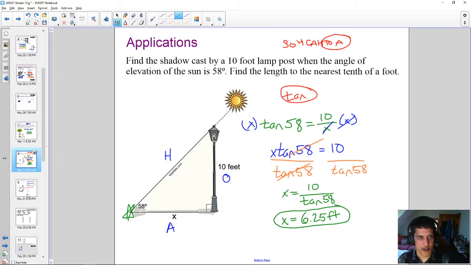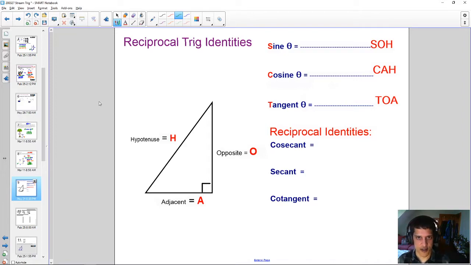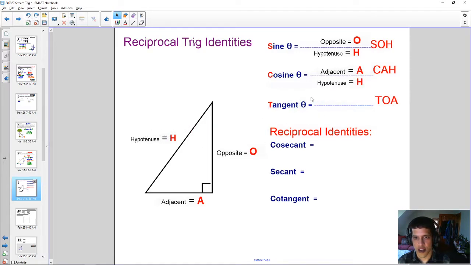So what we're going to do now is we're going to take a look at reciprocal trig identities, okay? So if we remember, we have our primary trigonometric identities, sine, cosine, and tangent. So SOH CAH TOA: sine is opposite over hypotenuse, cosine is adjacent over hypotenuse, and tangent is opposite over adjacent. So we have reciprocal trigonometric identities, which are just when we take those first three trigonometric identities and we flip them upside down.